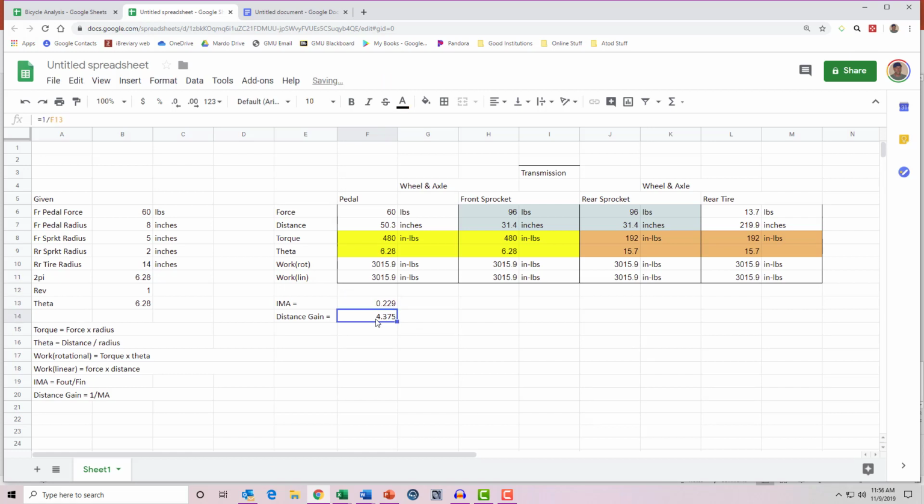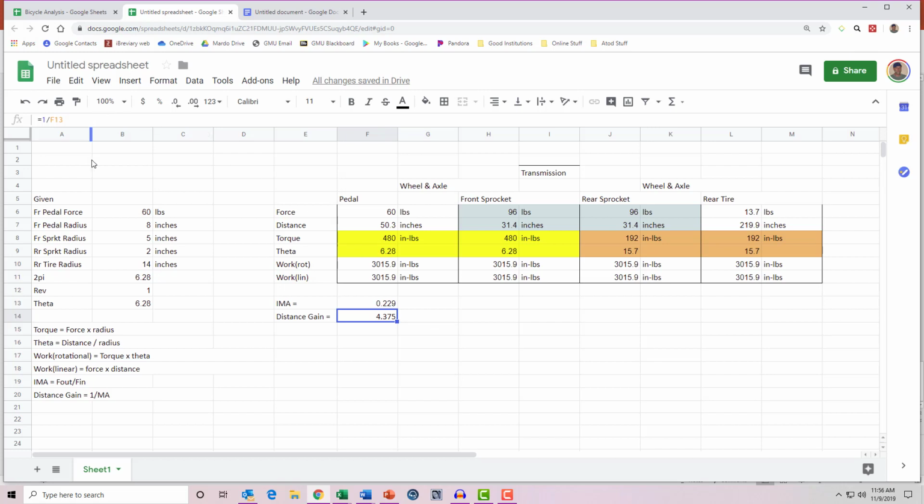And here's why I ride a bike. For every 1 revolution I turn the front pedal, I get 4.375 distance gain. Okay? And that's why we ride a bicycle. Hope this has been helpful, and please review this, and now you can understand how the spreadsheet works and how we just did our bicycle analysis.